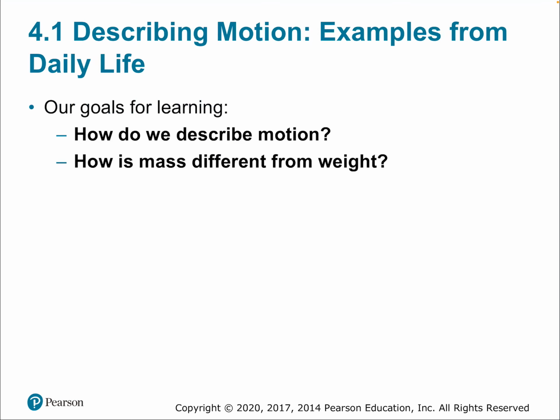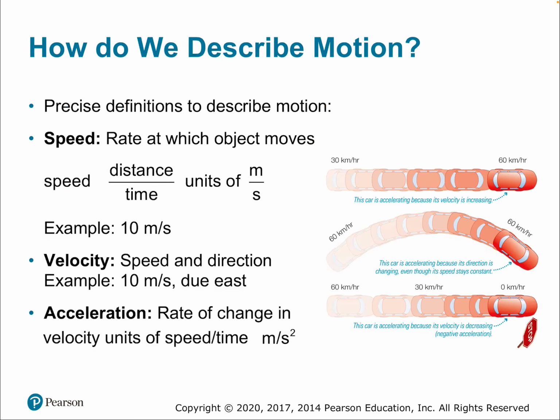So, in section 1 of chapter 4, so 4.1, we're going to talk about describing motion, examples from everyday life. Okay, so how do we describe motion? And, good start, what's the difference between mass and weight? Well, there are some particular terms that we have to get out of the way for describing motion. One of those is speed. Speed is distance over time, and it's measured in the metric system, which scientists use, as meters per second, as opposed to miles per hour, which you're probably more used to.